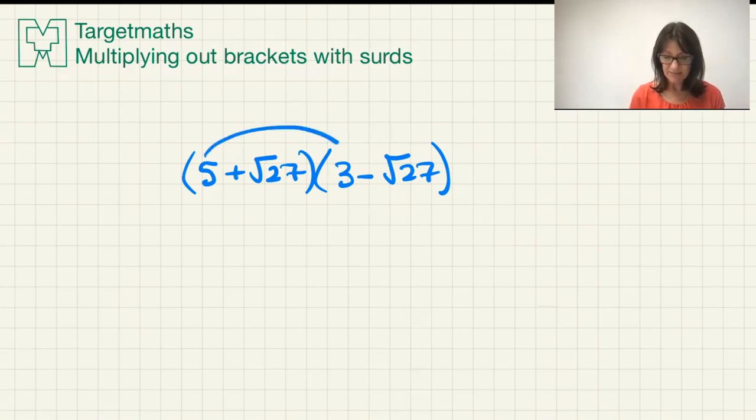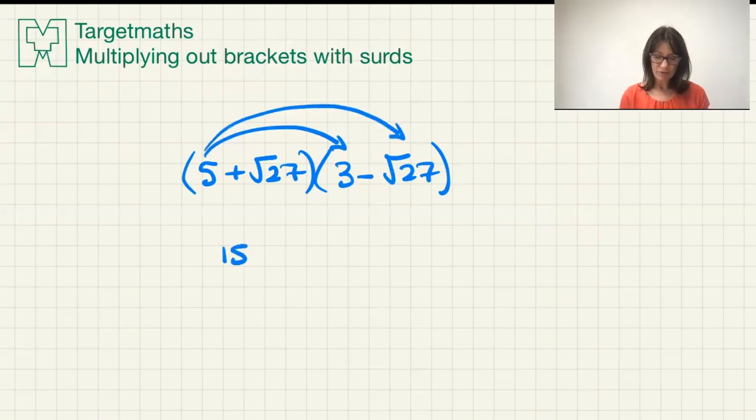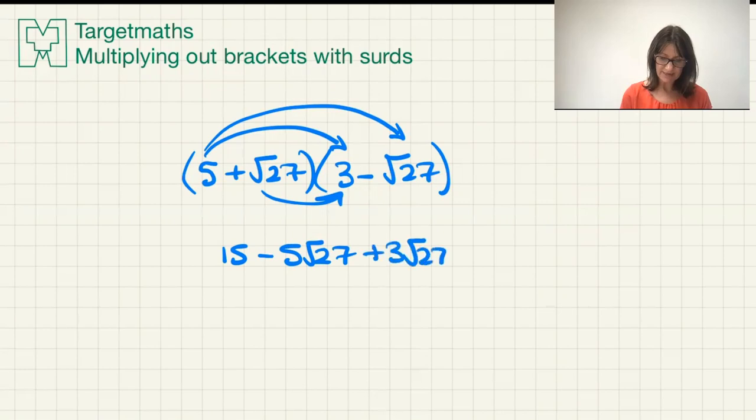So 5 times 3 is 15. 5 times root 27 is 5 root 27, but obviously I've got to spot the negative there and include that in my answer. I've got a positive and a negative. Okay, I've got 3 times root 27, so that's plus 3 root 27. And then I've got root 27 times root 27, gets rid of the root. We saw that in the last video. And remember, I've got a plus being multiplied to a minus, so we've got a minus going in there.